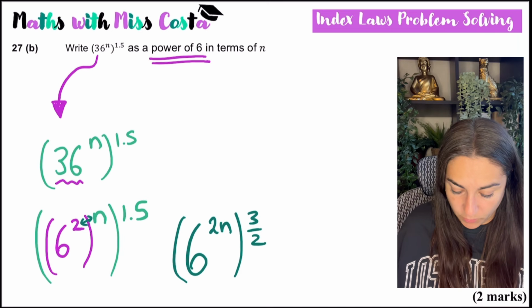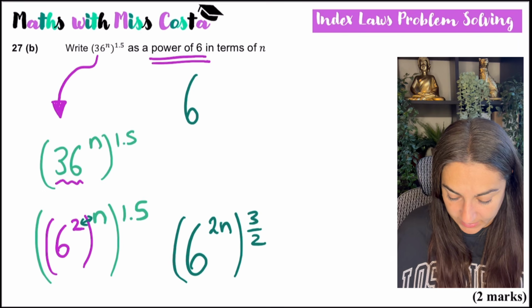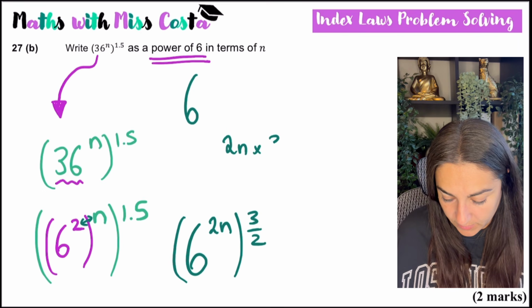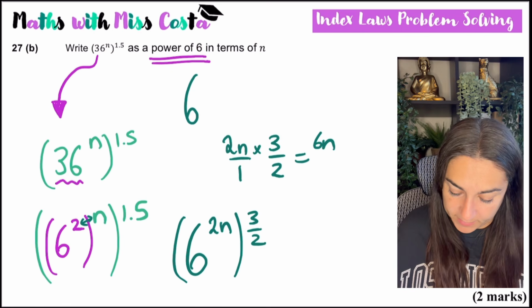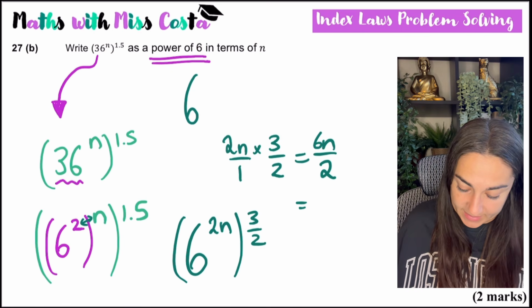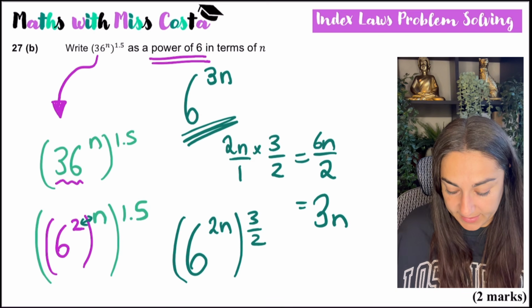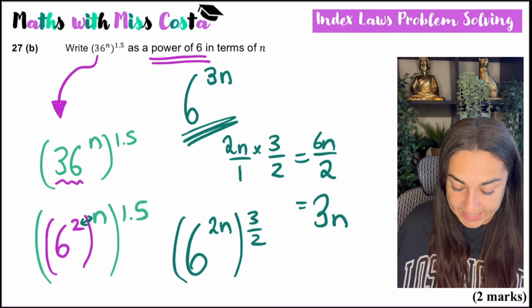But once again, we've got brackets. So we're going to do 2n times by 3/2. So 2n times 3 is 6n, 1 times 2 is 2. So that would be 6n over 2, which would be 3n. So that would be 6 to the power of 3n.